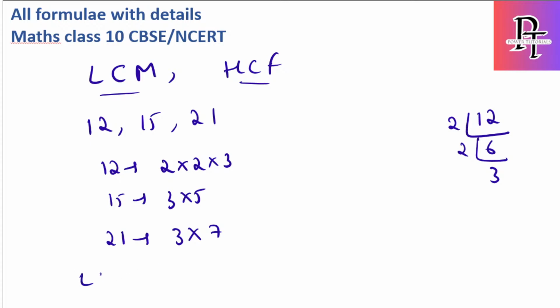For LCM, we write all the prime factors which are present here. 2 and 3 are present; 3 is already covered, so I'm not writing 3 again. Then we have 5, then we have 7. So what are the highest powers of all the prime factors? For 2 it is 2, for 3, 5 and 7 it is only 1. So the LCM is 4 into 3 is 12, 12 into 5 is 60, 60 into 7 is 420.